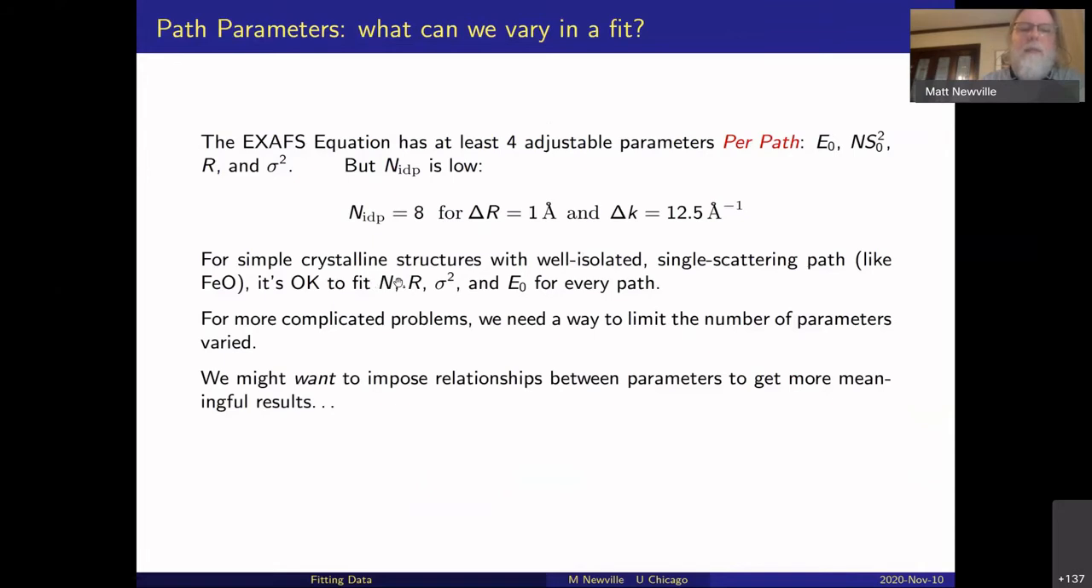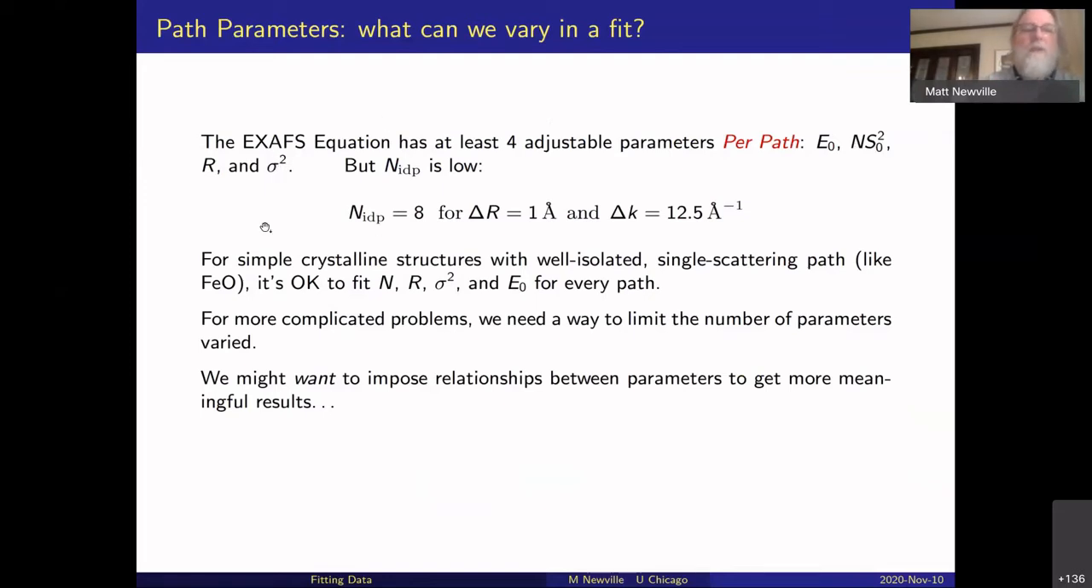So you'll want to impose relationships between the different path parameters: N, sigma squared, R, and E0. In fact, it's likely that you'll say that E0 is just the same for all paths. You don't have to. If you did calculations and you were studying that, you may want to allow this to be different, but typically those will be the same. And in S0 squared, you probably will set S0 squared and then want to vary N. You may do it the other way, or you may want to say, I know what the coordination numbers are, I know the molecular units for this set, so I want to fix those and allow sigma squared to take up any variation in amplitude.